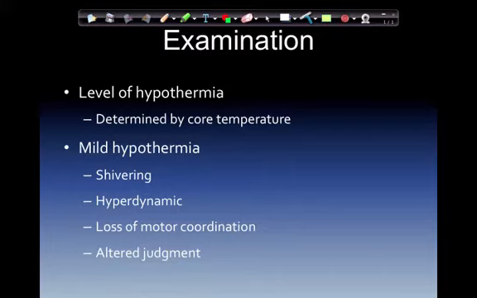On examination, the level of hypothermia is determined by the core temperature. Most standard thermometers are dependent on peripheral locations, often the first affected by vasoconstriction. Low-reading core and tympanic membrane thermometers are available. In mild hypothermia, we get shivering, the most notable physical finding. Hyperdynamic signs, tachypnea, tachycardia, and hypertension will be present. Loss of motor coordination, and then altered judgment.